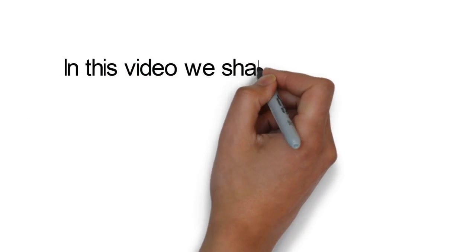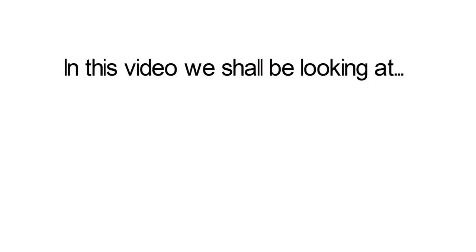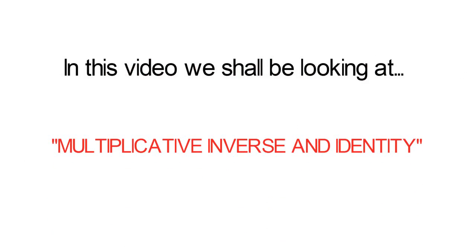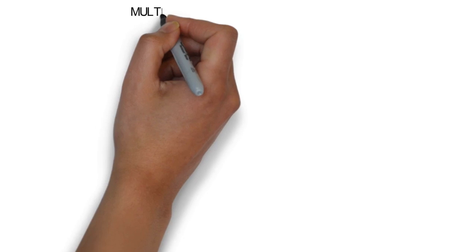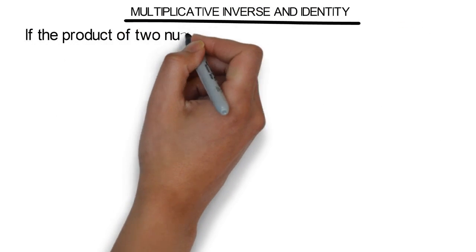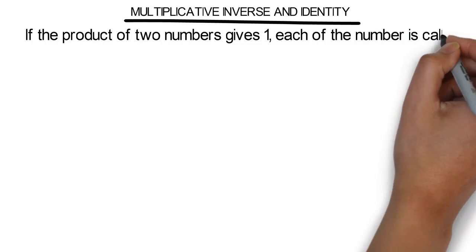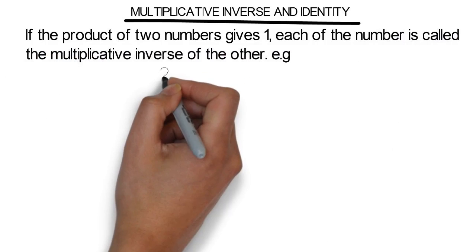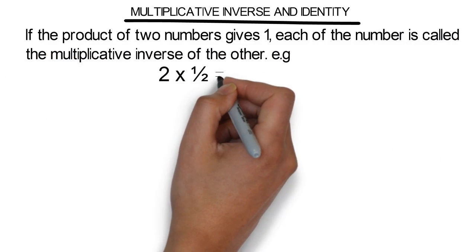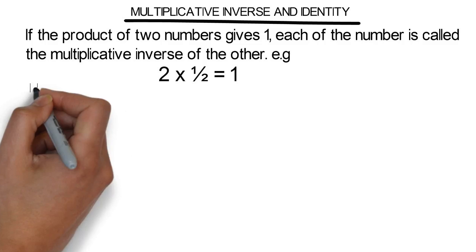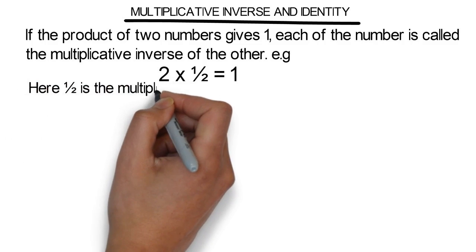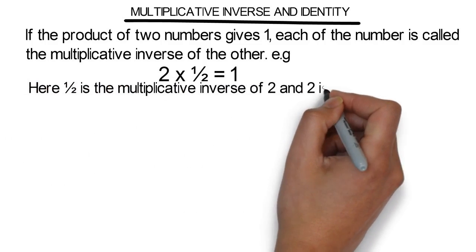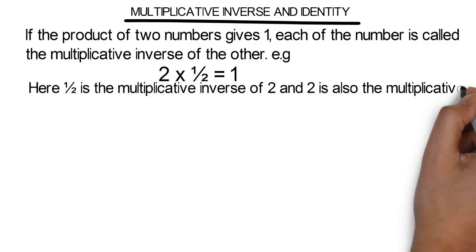In this video, we shall be looking at multiplicative inverse and identity. What is multiplicative inverse and identity? If a product of two numbers gives 1, each of the numbers is called the multiplicative inverse of the other. E.g., 2 times 1 over 2 will give us 1. So here, 1 over 2 is the multiplicative inverse of 2, and 2 is also the multiplicative inverse of 1 over 2.